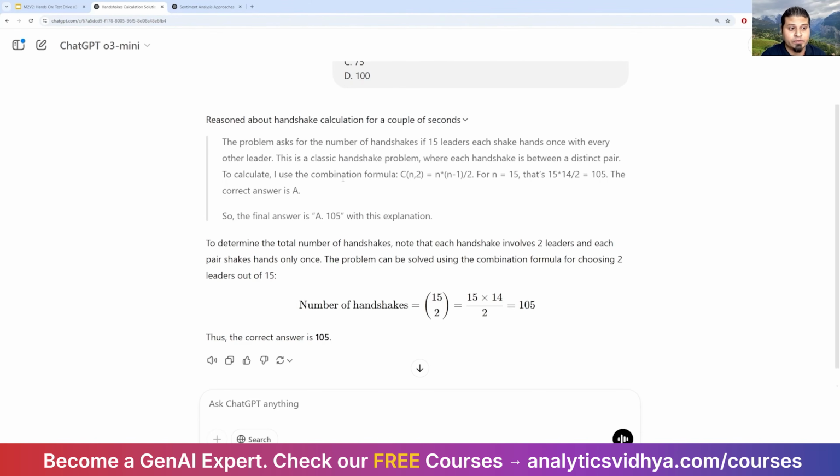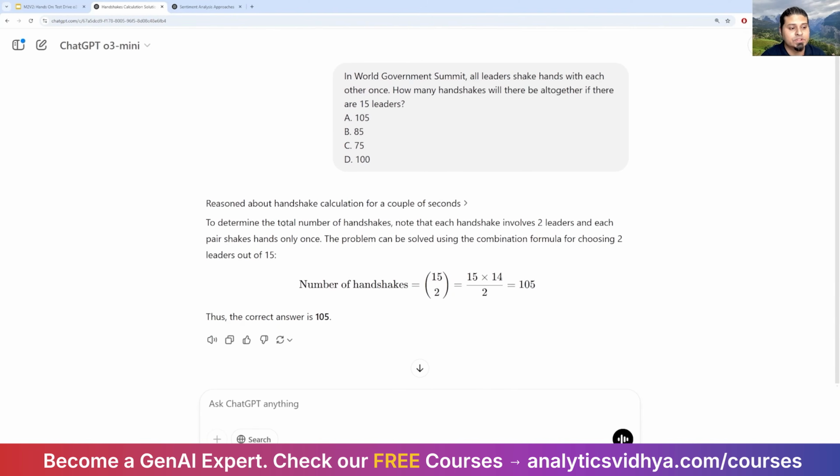And you can see it has already figured out the math combination formula, which is nC2, and which is this formula. And then it says that to determine the total number of handshakes, each handshake involves 2 leaders, and each pair shakes hands only once. You can solve it using the combination formula 15C2, which is n times n minus 1 divided by 2, and we get the answer, so o3-mini does a pretty good job.